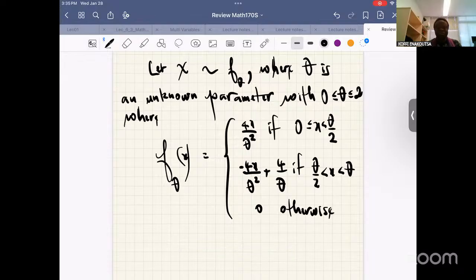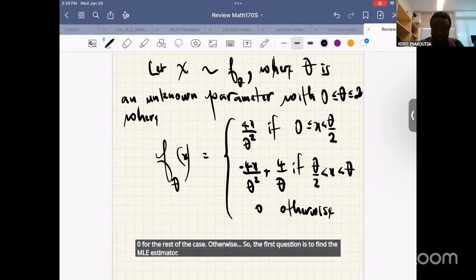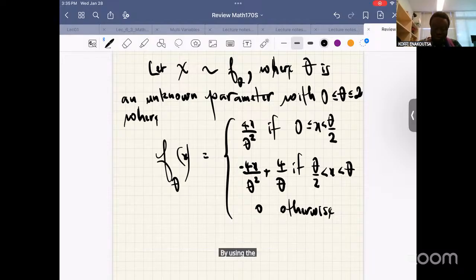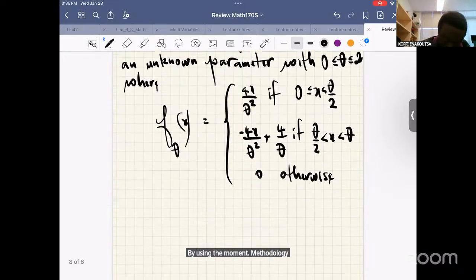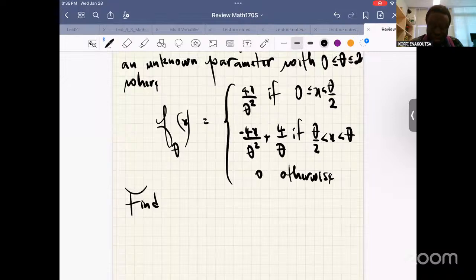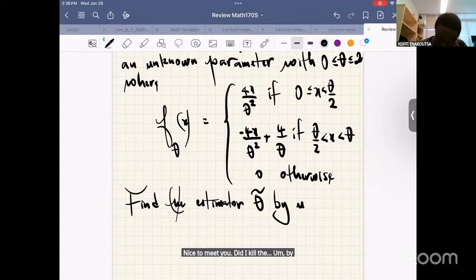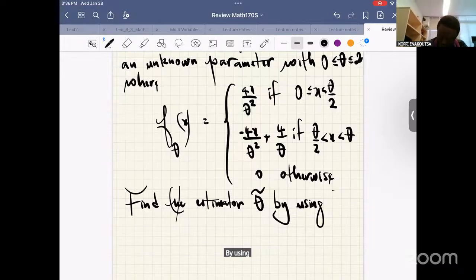So the first question is to find the estimator theta tilde, by using not MLE, but the method of moments.